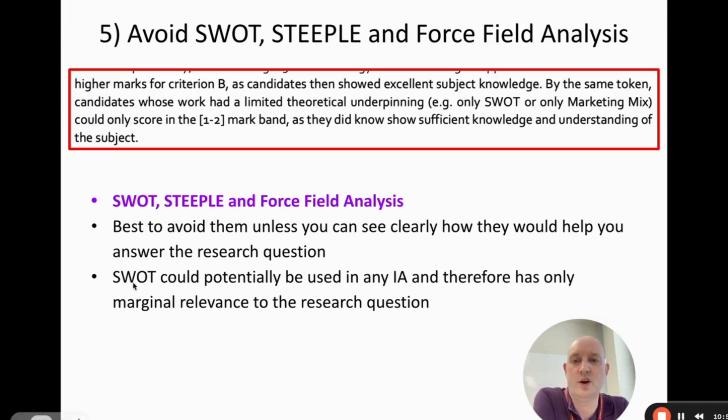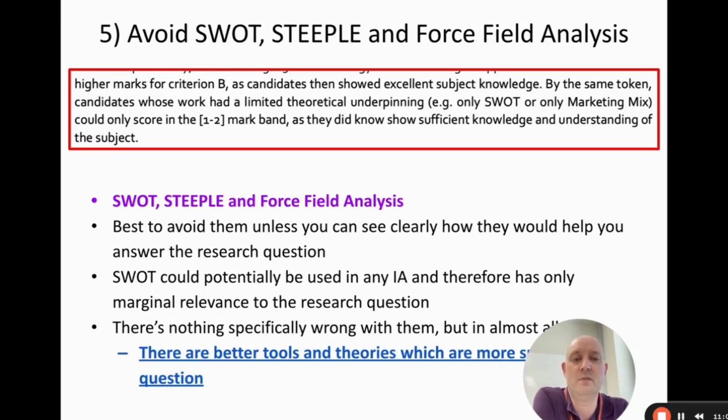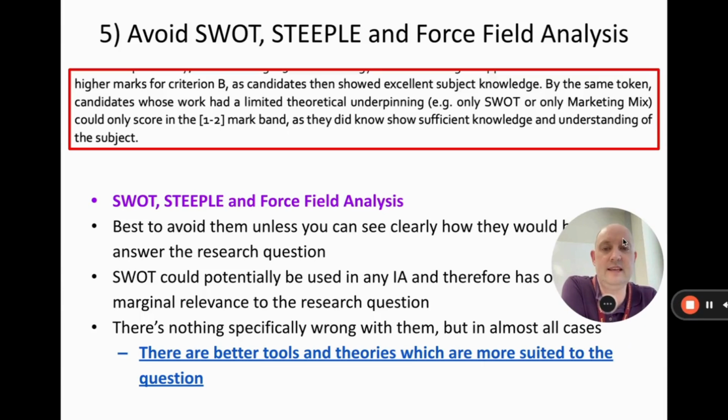And the reason is a SWOT could potentially be used in any, see there's a typo, it says IA, but that should say extended essay. A SWOT could potentially be used in any extended essay. This advice is the same for the IA as well, and therefore has only marginal relevance. And I think the key thing down here is there are better tools and theories which are more suited.